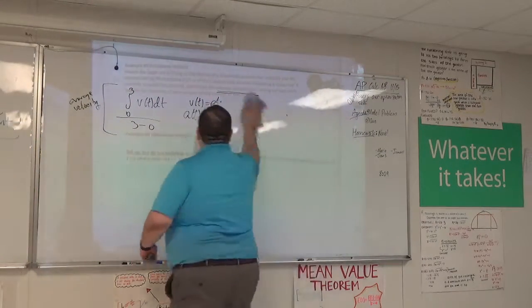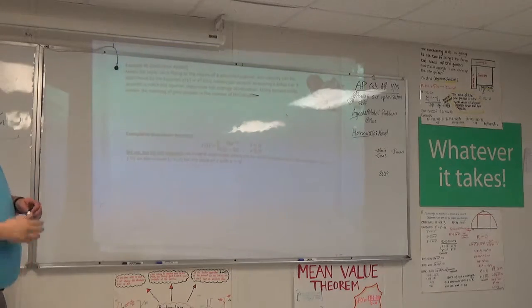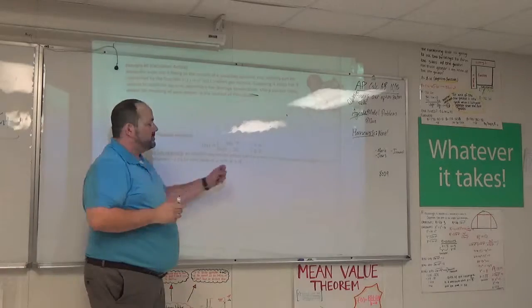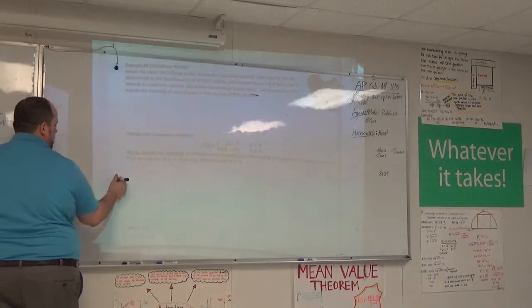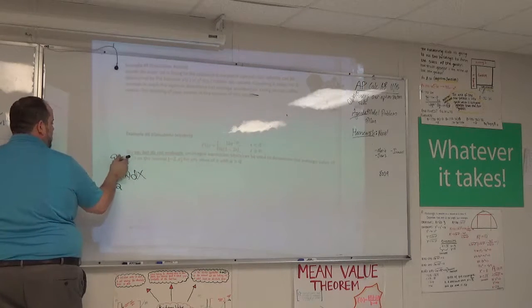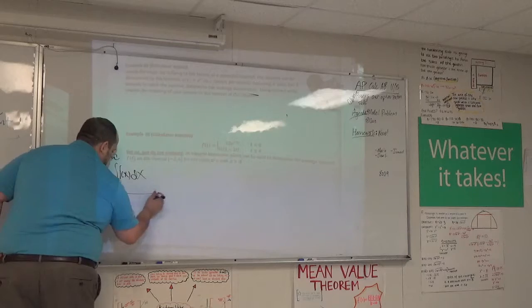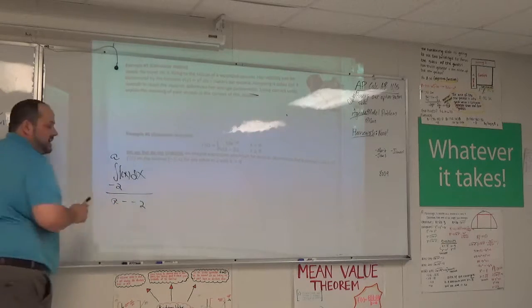All right, I just want to make sure you guys at least get this in your notes. So you want to find the average value of this function on the interval -2 to a. Well, how do we find average value? You're going to integrate the function from -2 to a, and you're going to divide by the length of the interval. So a minus -2.